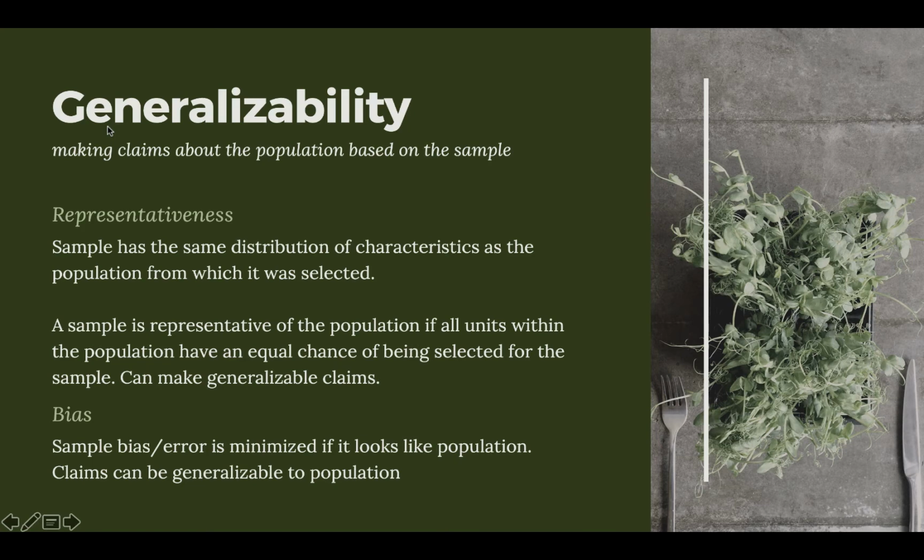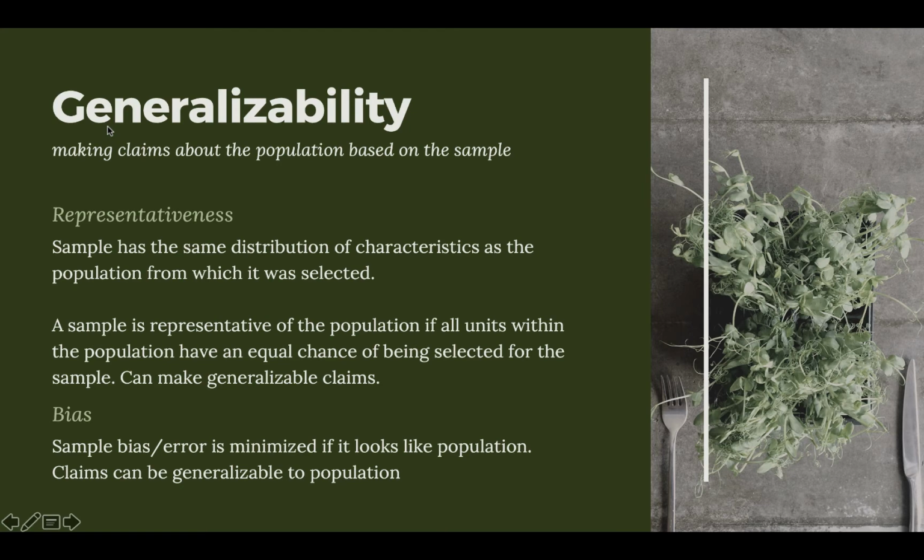A sample is representative of the population if all units within the population have an equal chance of being selected for that sample. Therefore, we can make generalizable claims. Everybody has an equal chance of being included in that cross-section that we're collecting. And when we engage in probability techniques, we can eliminate sample bias or error. We want our sample to look like or represent the larger population. And we can only do that if we know something about the population and we know everyone's likelihood of inclusion or exclusion.